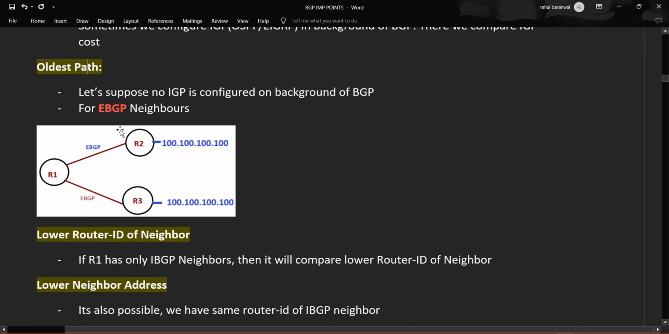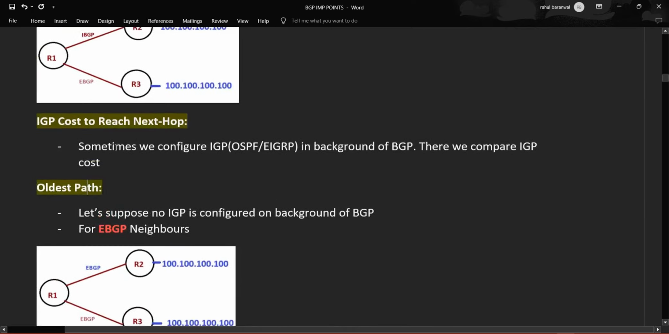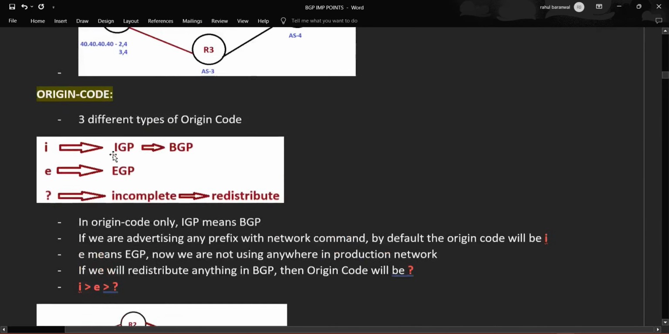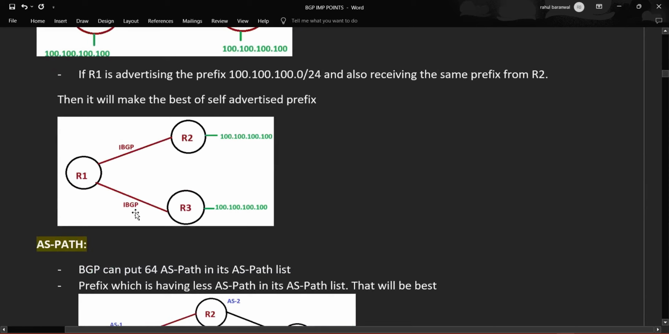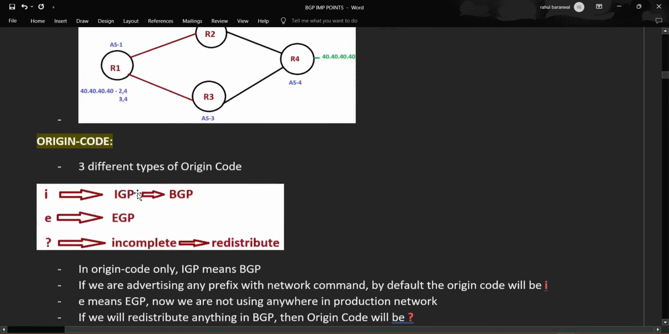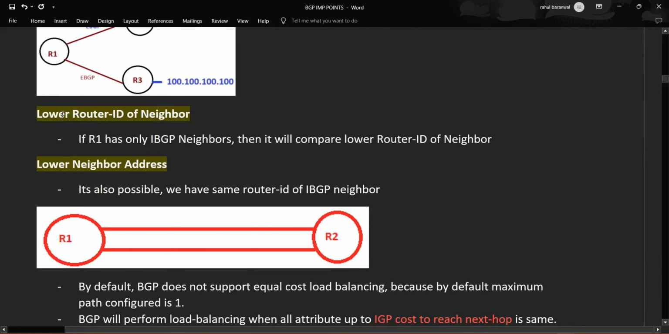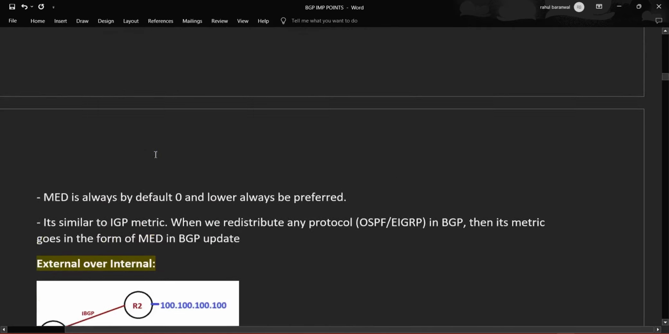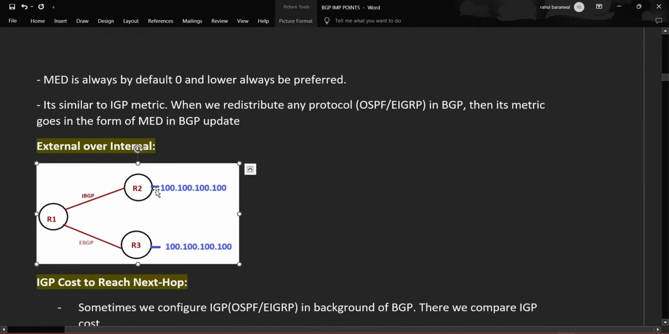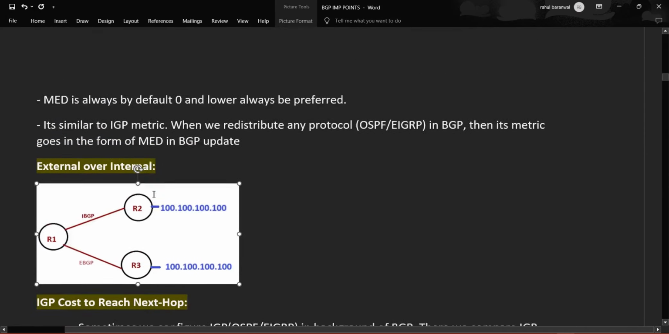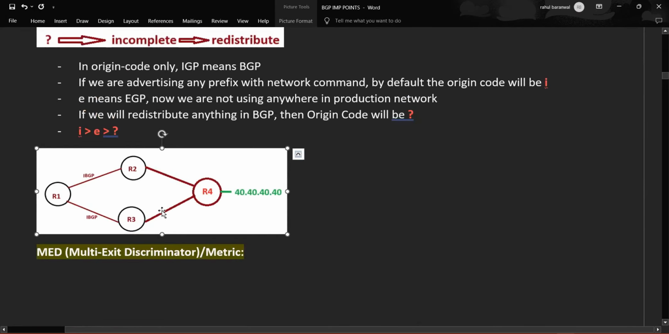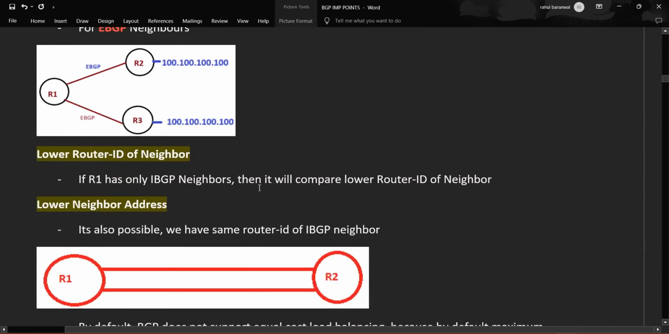Okay, now suppose we have this IBGP scenario, and we are not able to decide with the help of local preference and self-advertise which path will be best. So we have one more criteria, or we can say tiebreaker, that we can compare: lower router ID. So we have this topology. Let me copy it here, not this one, the IBGP IGP one, and paste it here.